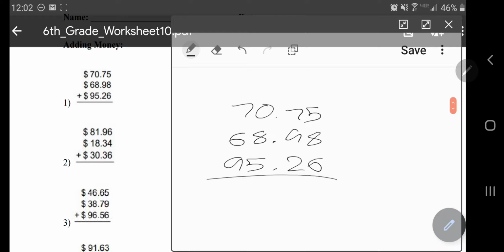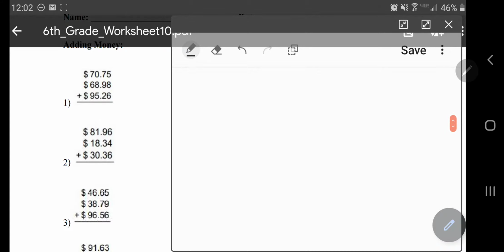So 5 plus 8, that's 13, plus 6 is 19. Carry the 1. 7 plus 1 is 8, plus 9 is 17, plus 2 is 19. Carry the 1. Now all these decimal points align, so you just put it in the same place over here. 1 plus 8 is 9, plus 5 is 14. Carry the 1. 7 plus 1 is 8, plus 6 is 14, plus 9 is 23. So your answer is going to be $234.99. I'll do another example for you guys.